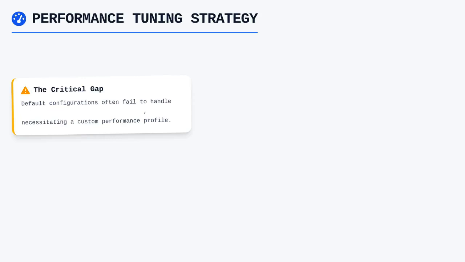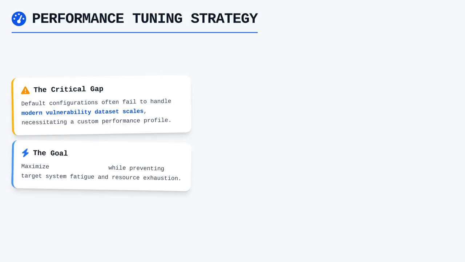Performance tuning is perhaps the most critical yet overlooked aspect of the third-party scanner integration lifecycle. We often find that default configurations do not account for the sheer scale of modern vulnerability datasets, requiring us to adjust multi-thread request streams. By modifying the performance profile, we can increase the throughput of incoming data, though we must do so cautiously to avoid target system fatigue.